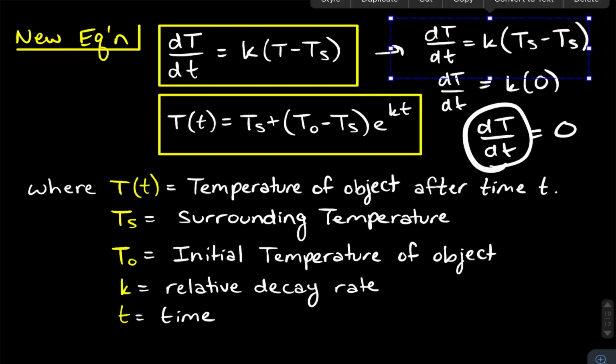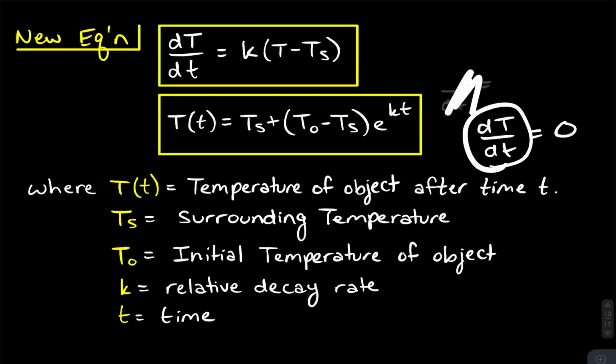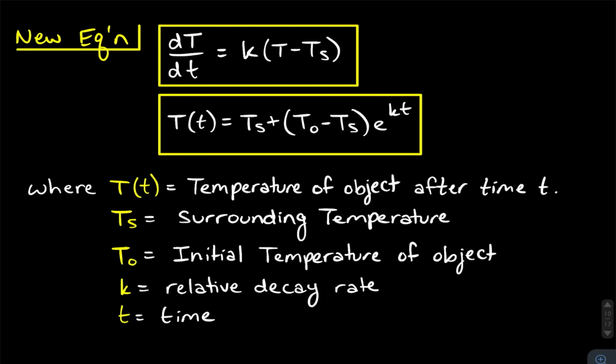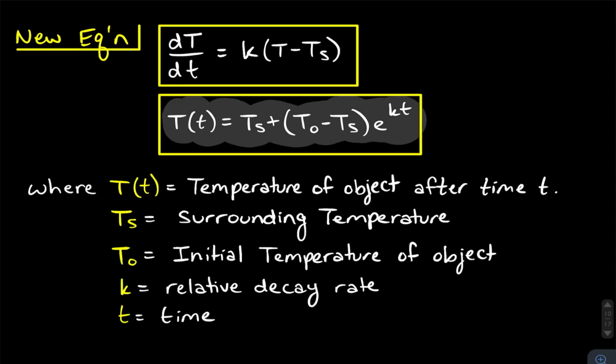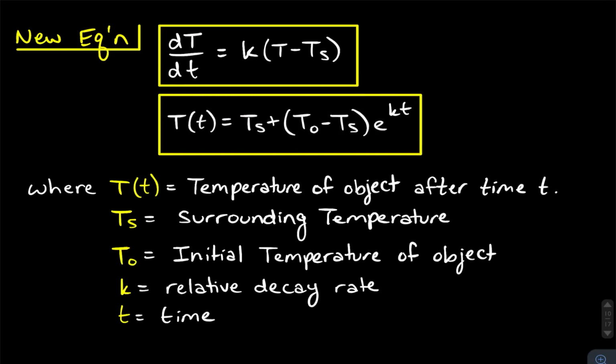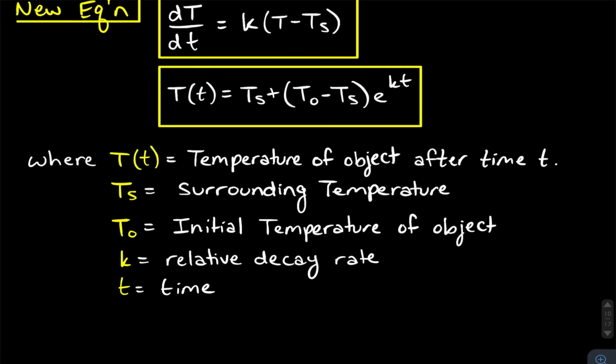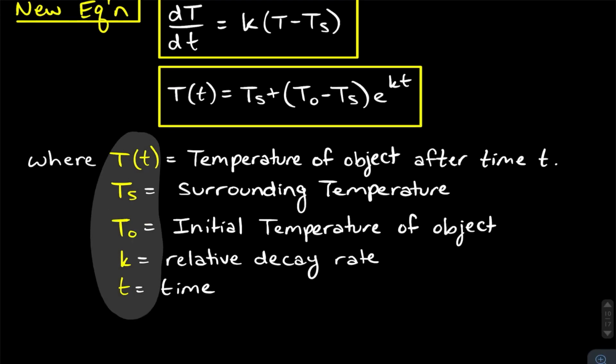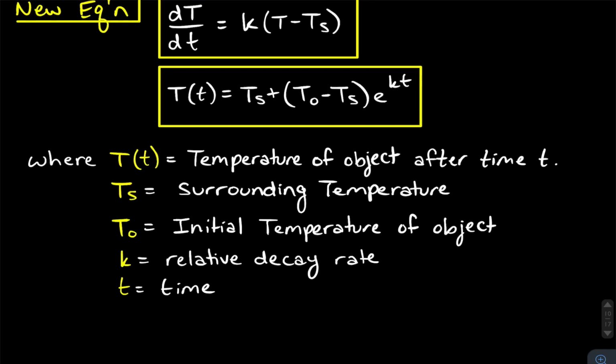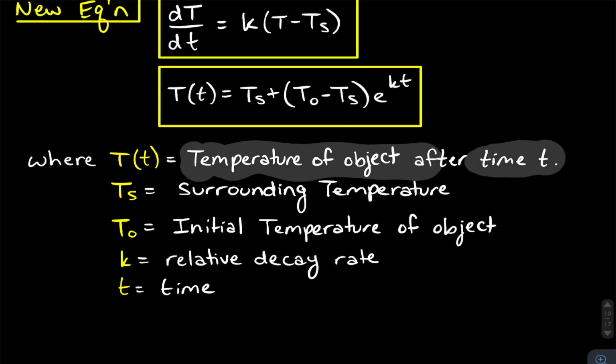And so when you solve that differential equation, I'll just give you the solution here. We're not going to go through how you get this. You get this equation. This is the equation that we're going to be using. And I know it has a lot of variables in it, but I have them all written down here. The first thing that you'll see is the T of t notation. That means the temperature of an object after some time t.